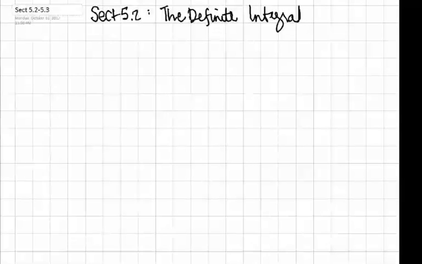Alright, so we're going to start on section 5.2 with the definite integral. And before I get into this, I want to... Do you remember sigma notation?